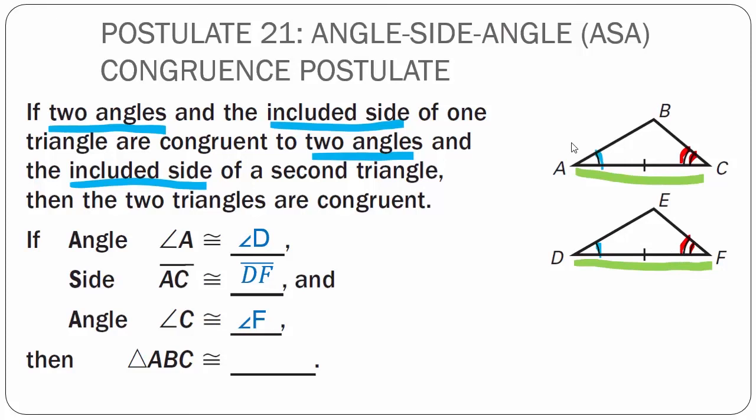So in these two triangles, I notice that I have an angle, a side between the two angles, and another angle congruent to an angle, a side between the two angles, and another angle. So I can say that triangle ABC is congruent to triangle DEF using the angle side angle congruence postulate.